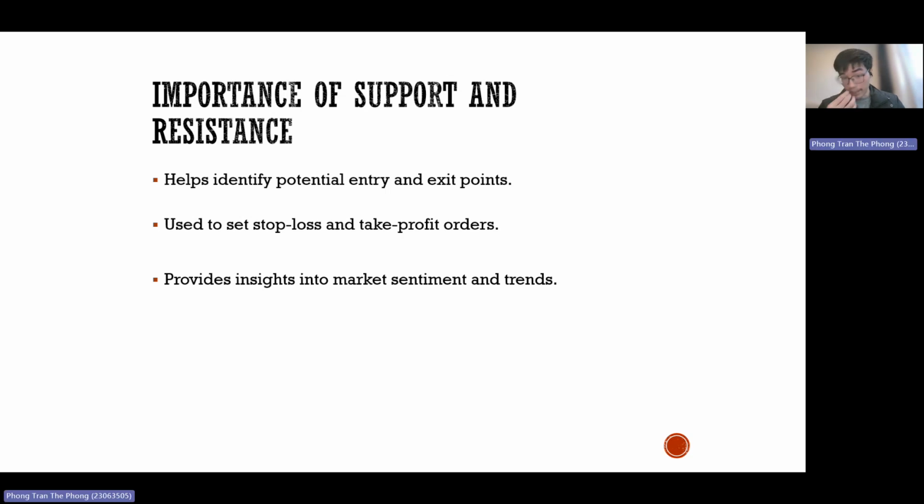It also provides insight into market sentiment and trends. Take Bitcoin for example again. If the price breaks through multiple resistance levels, it shows a huge bullish momentum, and the market is confident in those price levels.